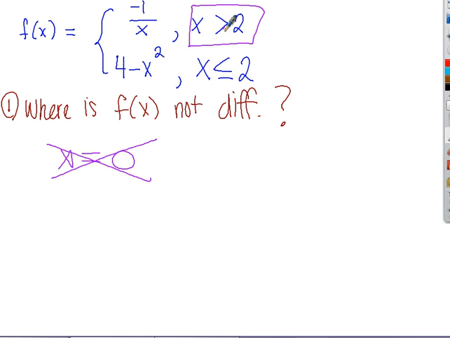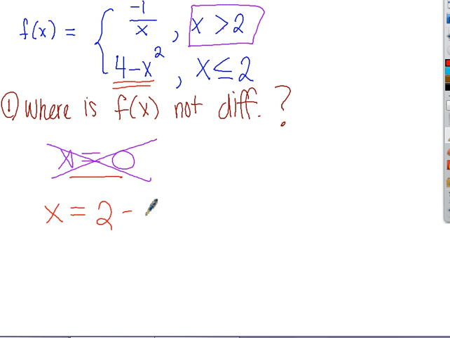So then the second thing is, well, this guy, no problem with this. We know it's differentiable everywhere because it's a nice polynomial function. So what's the only other place we got to check? Because this is the one discontinuity on that first part. The second one has no discontinuities. What is the only other place we need to check? X equal to 2.